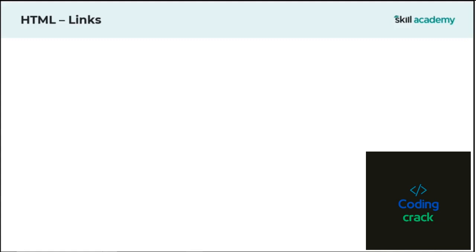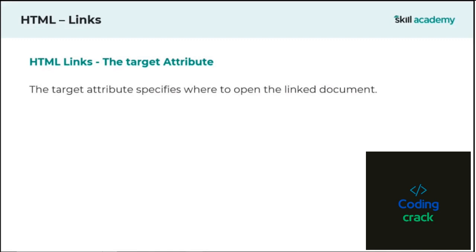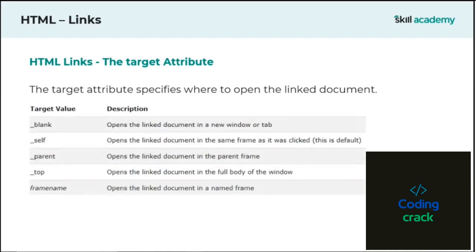One more thing I would like to show you, the HTML links target attribute. One of the most important attributes of the anchor tag is href, but along with href we have another attribute, and the name of that attribute is the target attribute. Basically, this target attribute specifies where to open the linked document. So these are the attribute values which you can use. If you use target equals _blank, it will open the linked document in a new window or in a new tab.